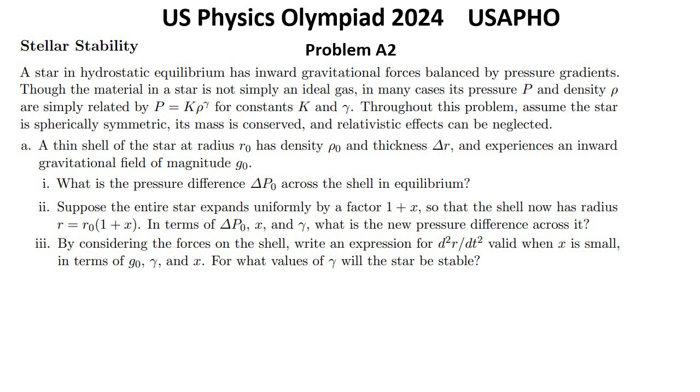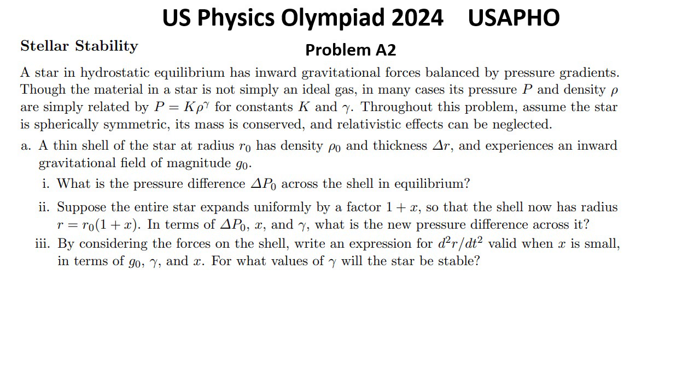Problem A2. Stellar stability. A star in hydrostatic equilibrium has inward gravitational forces balanced by pressure gradients. Though the material in a star is not simply an ideal gas, in many cases its pressure, P, and density, ρ, are simply related by P = Kρ^γ, for constants K and γ. Throughout this problem, assume the star is spherically symmetric, its mass is conserved, and relativistic effects can be neglected.